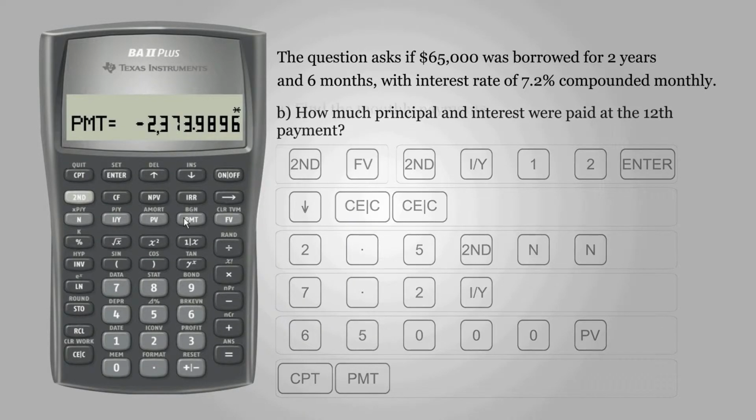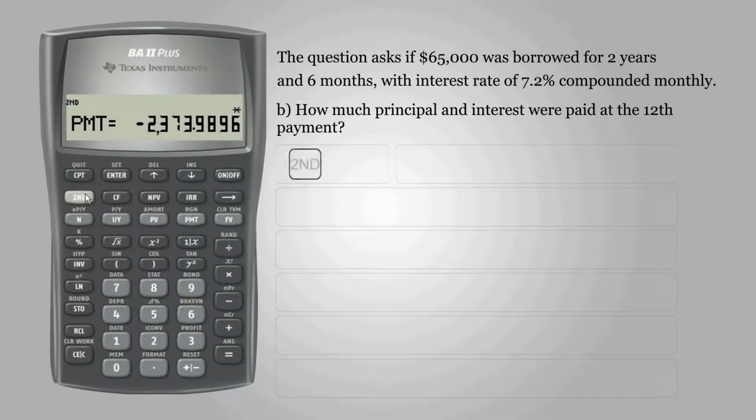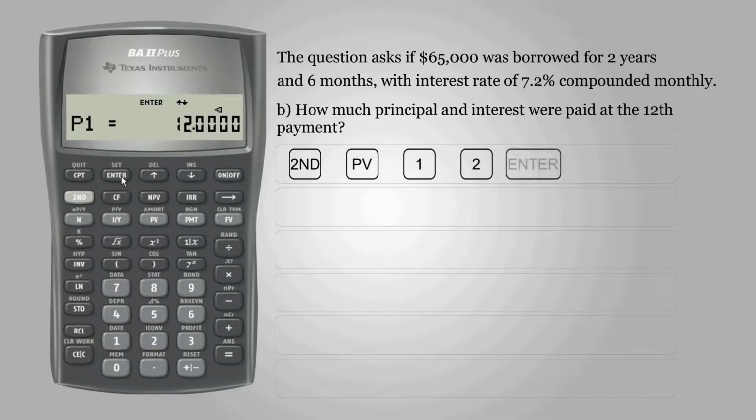For part B, press second and PV for amortization. P1 is the beginning period, so enter 12 and enter. Press the downward arrow. P2 is the ending period, so enter 12 again and enter.